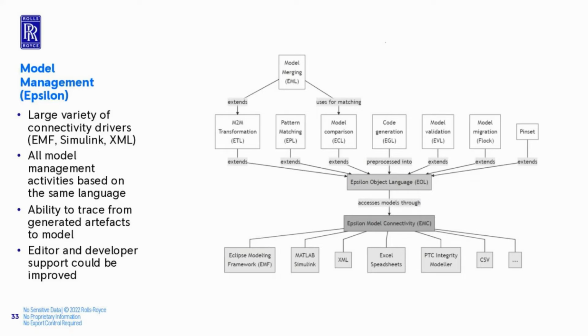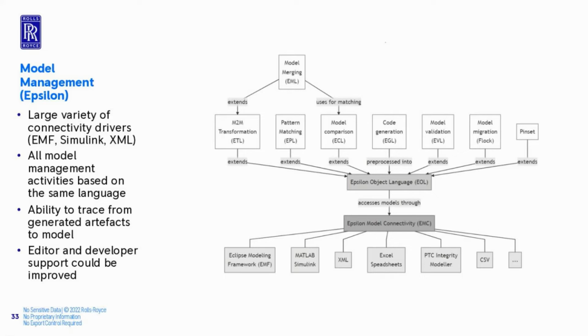That's something that we've struggled with in the past because we've needed to have very low-level knowledge of the MATLAB API, or sorry, the Simulink API, to be able to create model elements. The Epsilon model connectivity layer abstracts all of that information away, so you can just focus on the task of creating that mapping between the source and target model in the model-to-model transformations. So ultimately, this has helped us quickly generate artifacts from our models, and we also get the trace information on how the generated artifacts actually relate to the model.